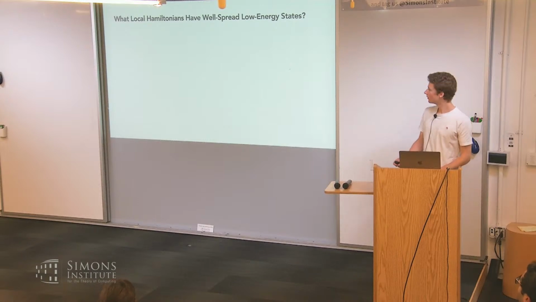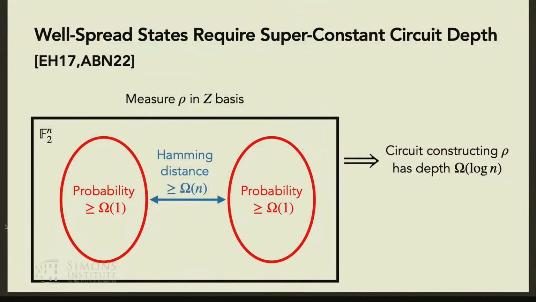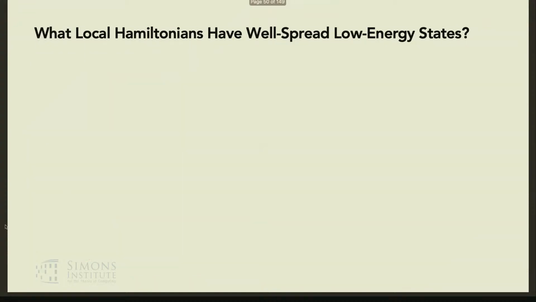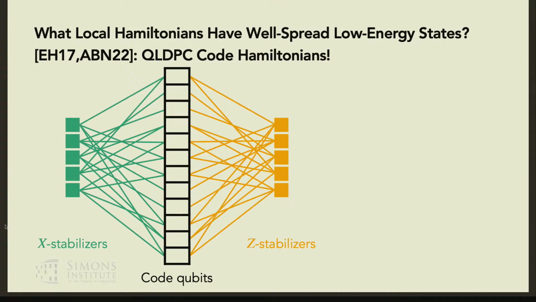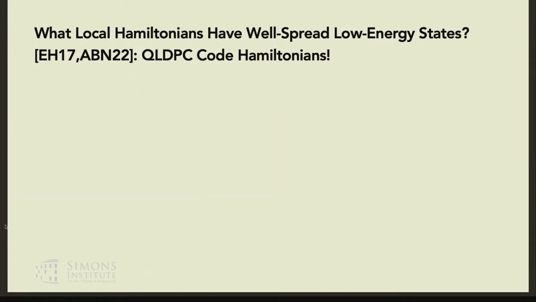Great. So we just need to construct local Hamiltonians such that all low energy states have this well-spreadness property. Now, what local Hamiltonians have this property? One answer is qLDPC code Hamiltonians. So I should now describe quantum LDPC codes before I can give the formal statement of what conditions we need the code to satisfy to have this well-spreadness that implies NLTS.